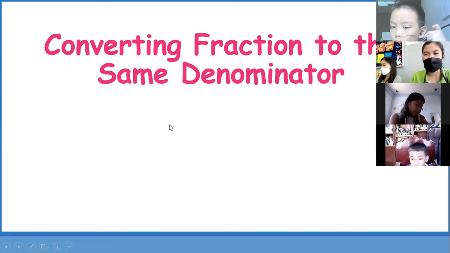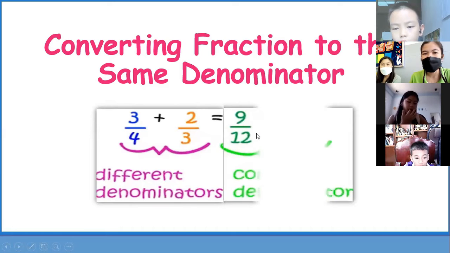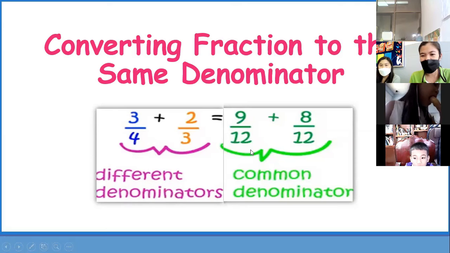Okay. So for example, if we have different denominators, we are going to convert that into the same denominator or common denominator. So this is what we are going to do today. Again, from different denominators, we are going to convert them into the same denominator or common denominator.